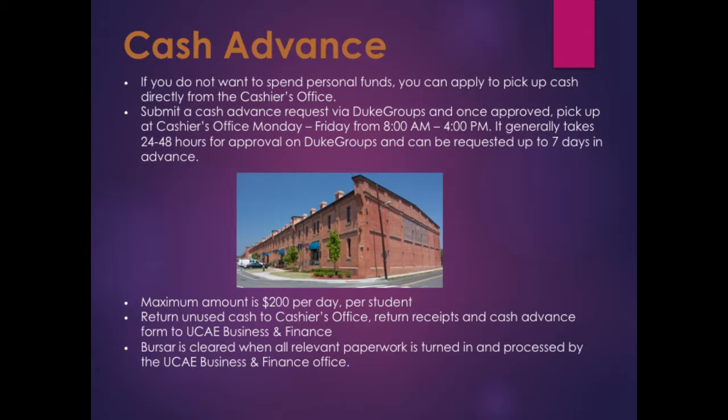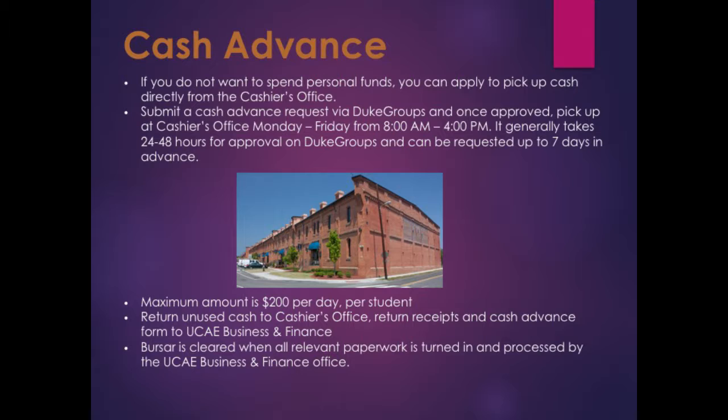If you do not want to use personal funds, but the vendor is unable to accept a credit card or check, or if they are on the restricted vendors list, you can request a cash advance. The president, treasurer, or authorized spender must submit the online cash advance request through Duke Groups. Current students can request up to $200 per day.